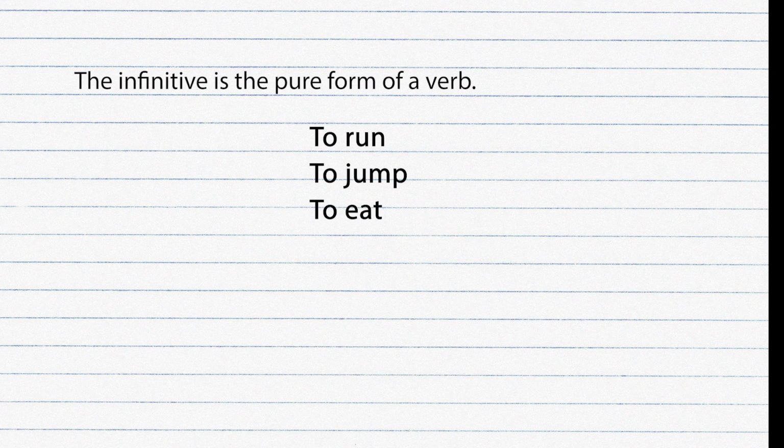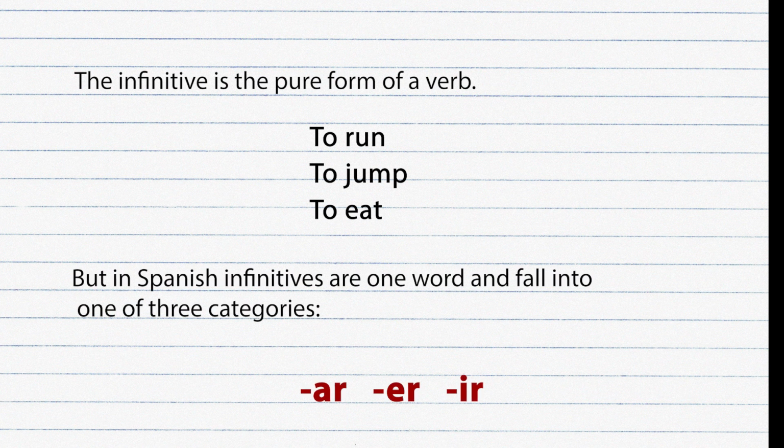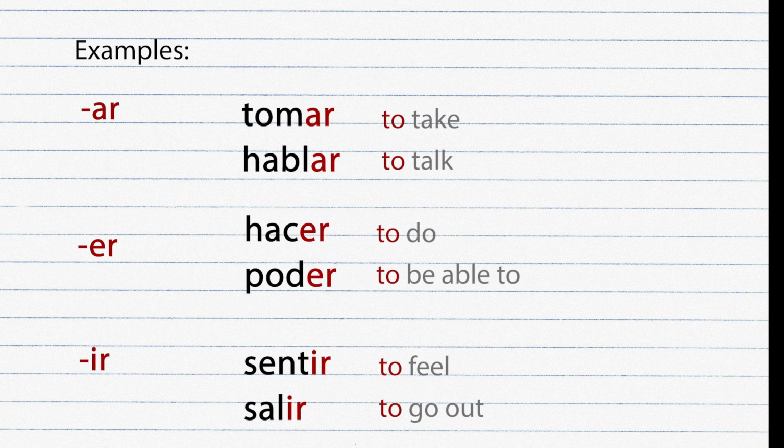Infinitives. The infinitive is a pure form of a verb. In English, infinitive verbs start with a to. For example, to run, to jump, to eat. But in Spanish, infinitives are one word and fall into one of three categories: AR verbs, ER verbs, and IR verbs. Example: tomar, hablar, hacer, poder, sentir, salir.